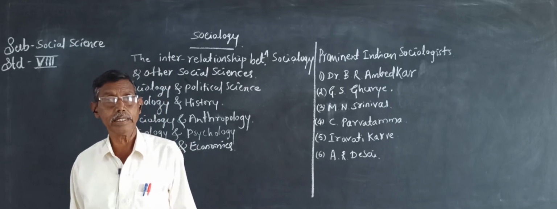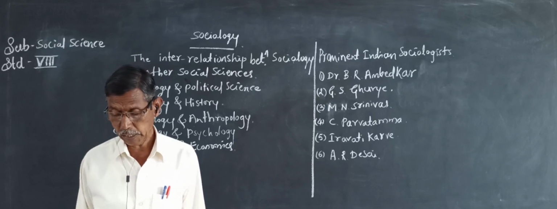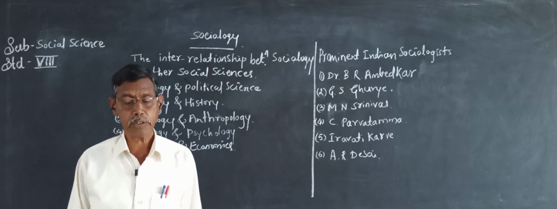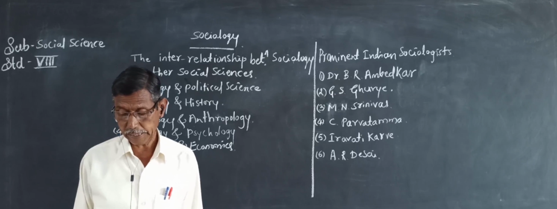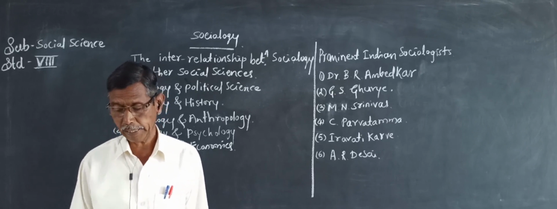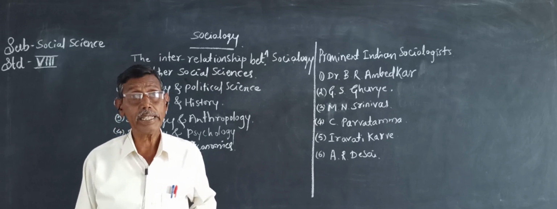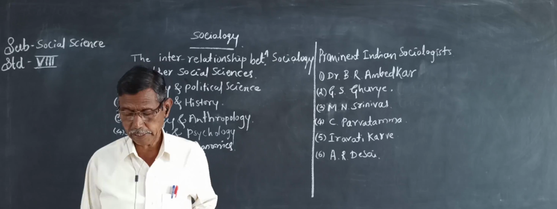Under the guidance of his teacher Radcliffe-Brown, he wrote a book called Religion and Society Among the Coorgs of South India in 1952. It is an important book and one of his famous works. It was published in 1952.